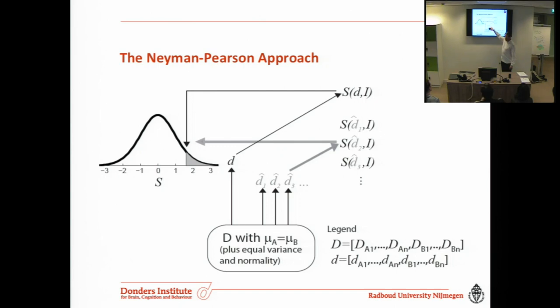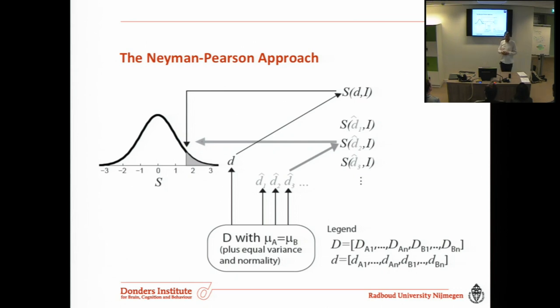And every time I tap, I get this gray D with a hat, and I have an index running. Every time I tap, that index gets higher. These gray Ds, I'm not actually realizing them myself, but they exist in the mind of the statistician.